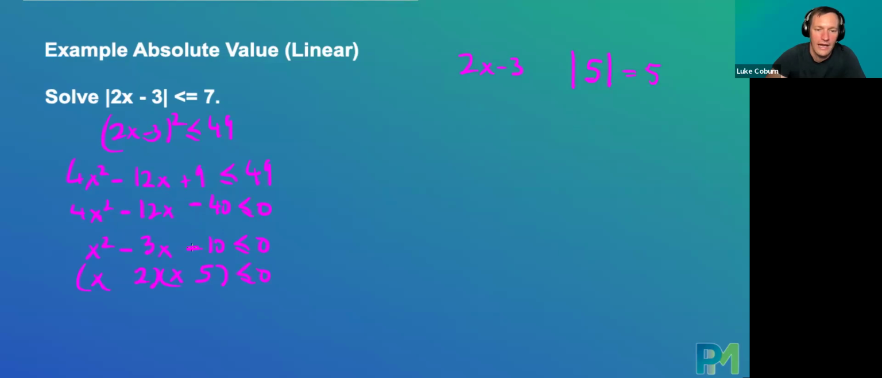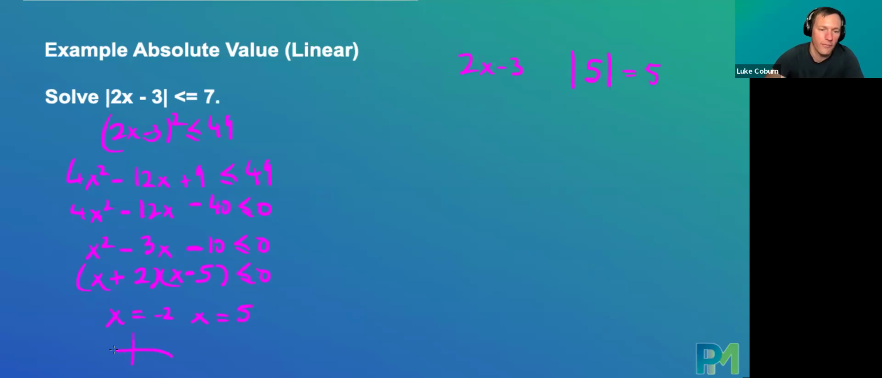And we want one to be negative and one to be positive. So this one is negative and this one is positive, okay? And then we add them. So x is equal to minus 2, or x is equal to 5. Okay, so that's that method.